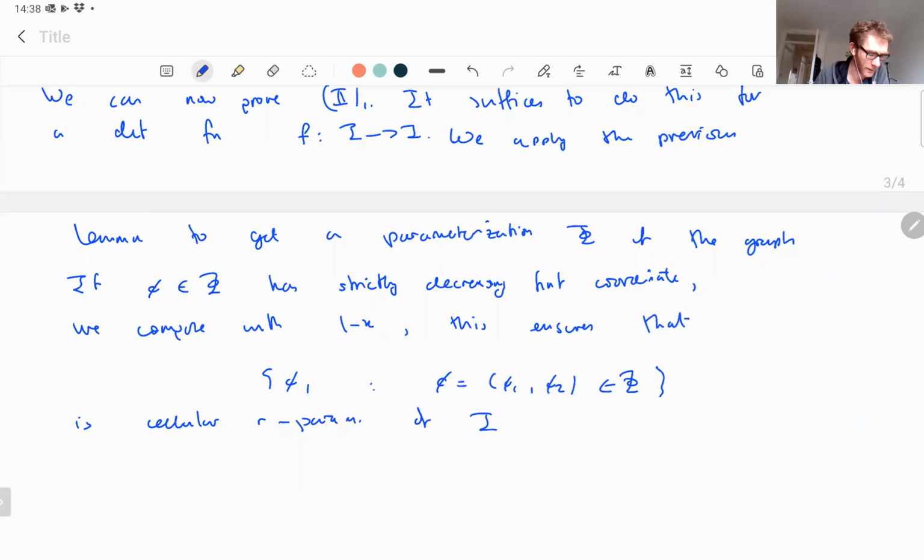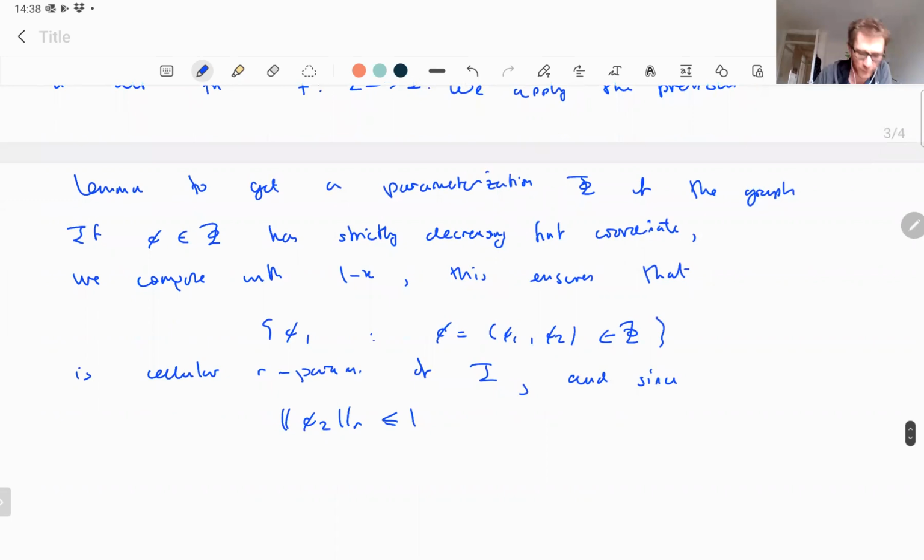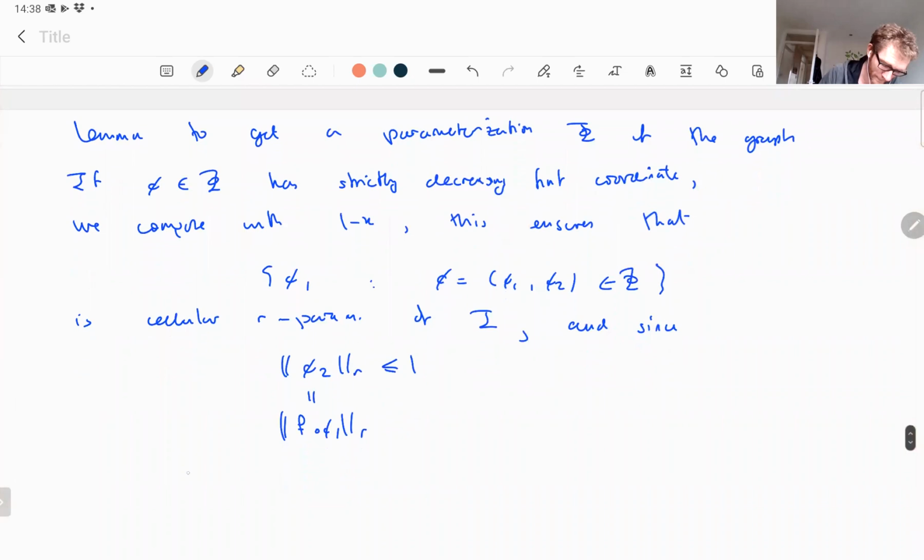And then we have to check that it handles composition with f. Well, we know that its second coordinate has derivative bounded by one, but this big phi here is a parameterization of the graph. So this is equal to f of phi one. So that means that we do have a cellular r parameterization of f. Okay, so that does the base case.